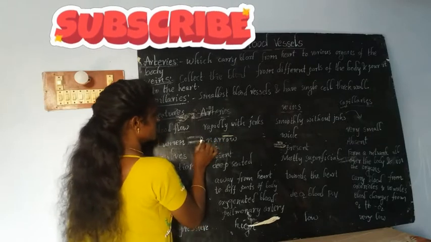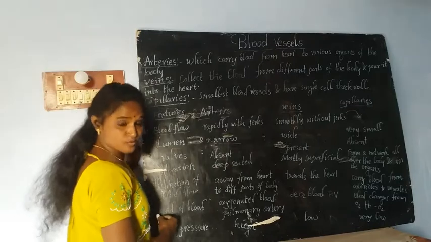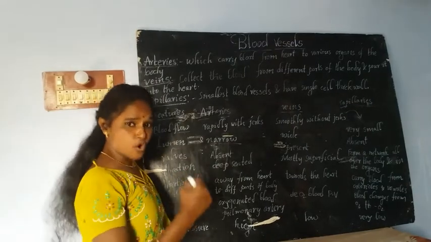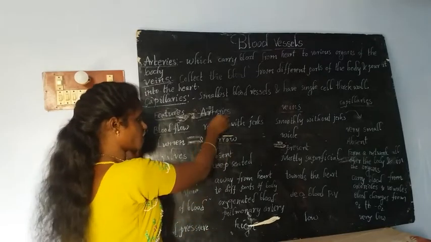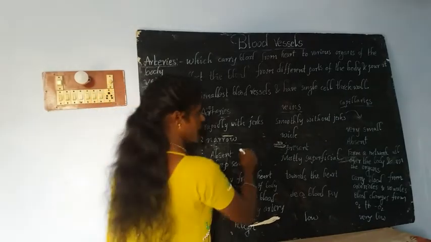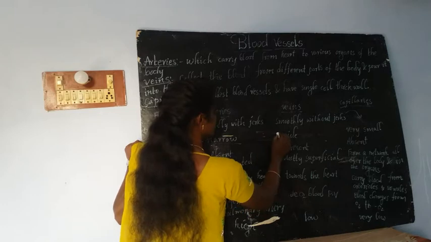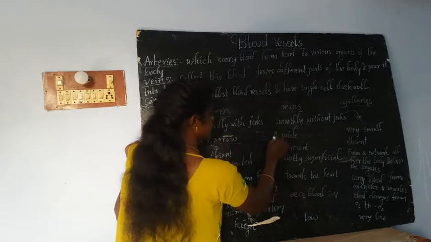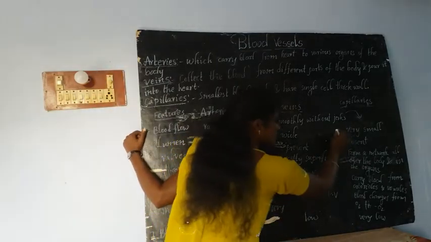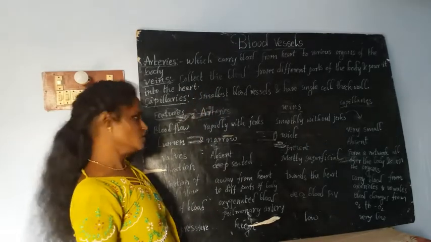Here, the lumen is very narrow, as it is to send blood to different parts of the body. The lumen of an artery is very narrow. If we talk about the veins, the lumen is very wide. They have a very wide lumen. If we talk about capillaries, they also have a very small lumen.